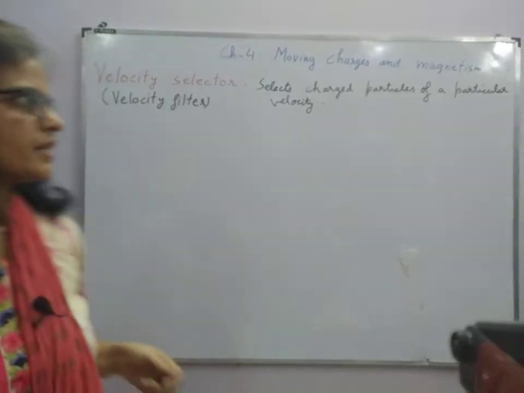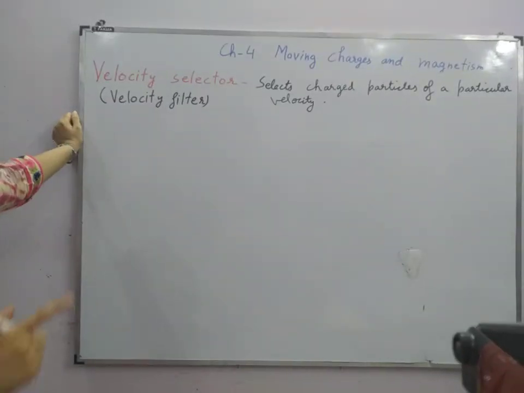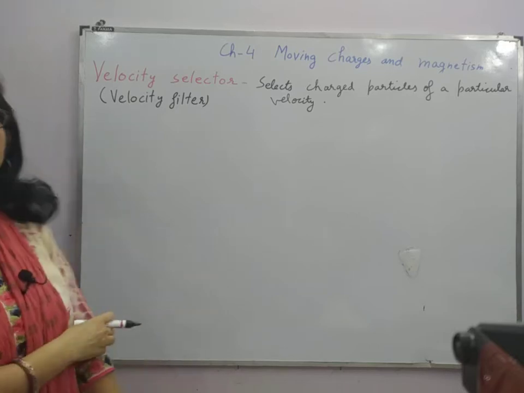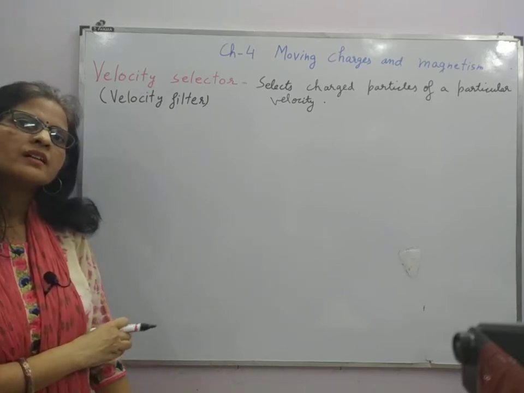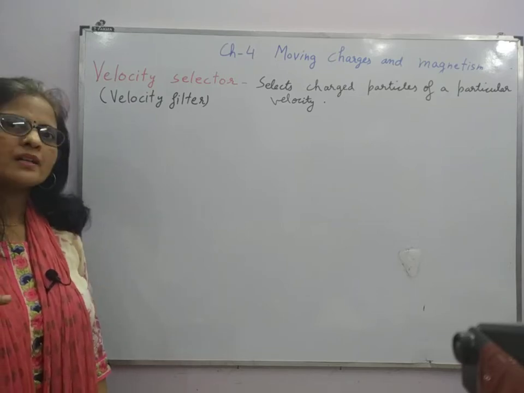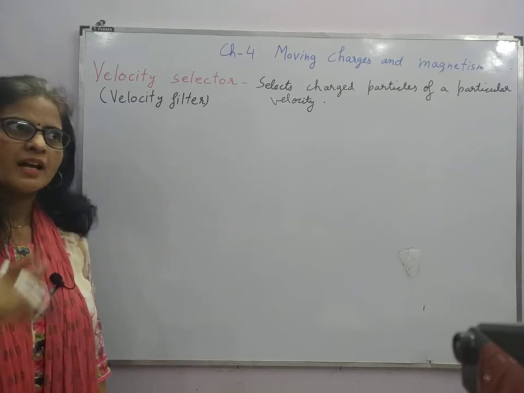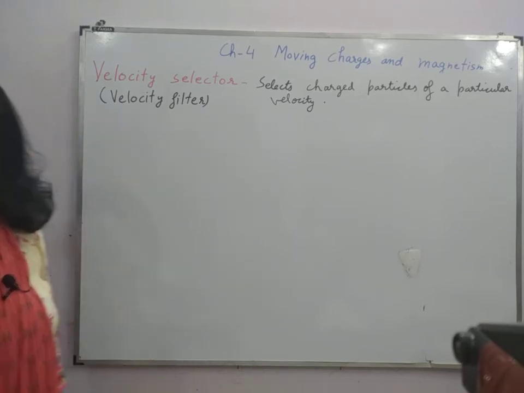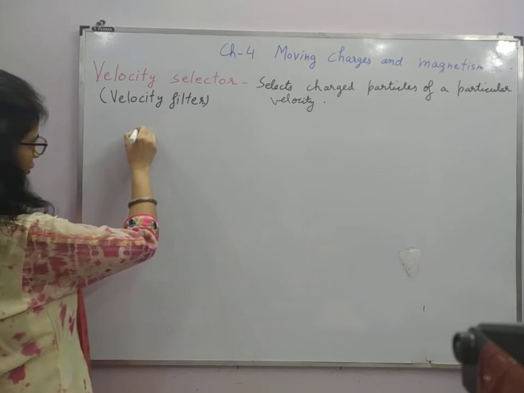Now what is the basis? The basis is that here the perpendicular magnetic and electric fields are applied. The particle is allowed to move through that, and then the particles for which the magnetic force balances the electric force go undeflected, and those particles are selected by this velocity selector. So for that we need to understand its construction.